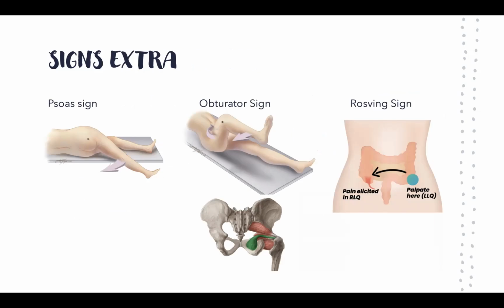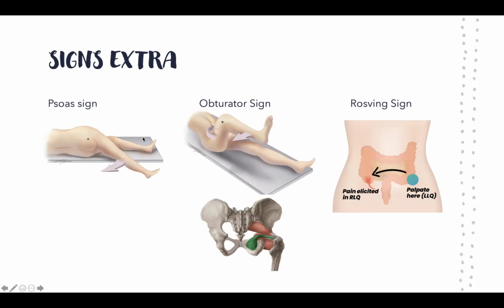So some extra signs. These are some interesting signs. This is called the psoas sign, where hyperextension of the leg causes pain in the abdomen. The obturator sign is when internal rotation of the hips causes, again, pain. Rovsing's sign is an interesting sign where when you palpate on the opposite side, it causes pain in the right lower quadrant. So this is all due to where the appendix is located.